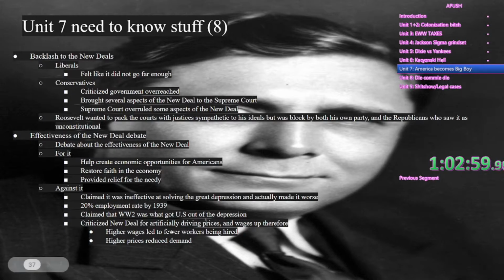Now, there's this entire section about the effectiveness of the New Deal debate. You should probably know it just in case, because I'm pretty sure I remember reading an essay prompt about evaluating the extent to which the New Deal was effective in helping the Americas. So just know the debate around the effectiveness of the New Deal, and know the arguments for both sides.